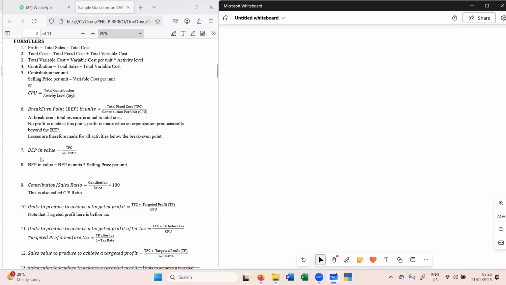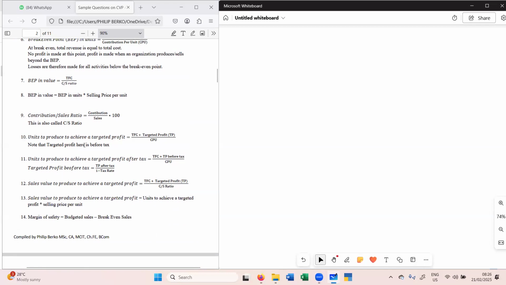Now, break-even point in value is total fixed cost divided by CS ratio. When you say CS ratio, it is contribution to sales ratio. And the formula is contribution over sales times 100. So it is here, contribution to sales ratio: contribution over sales times 100. This is also called CS ratio. And then your break-even point in value, you can also get by multiplying the break-even point in units by selling price per unit.